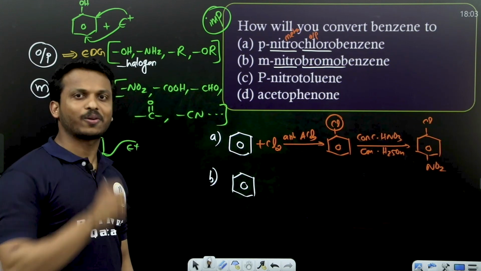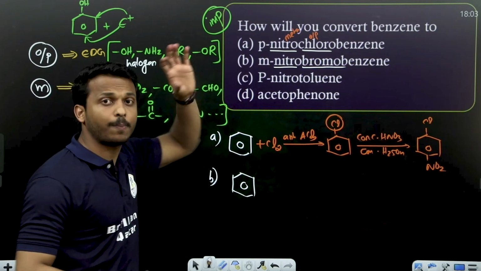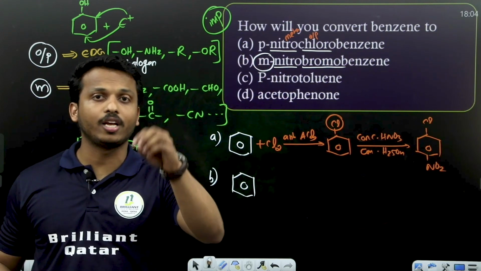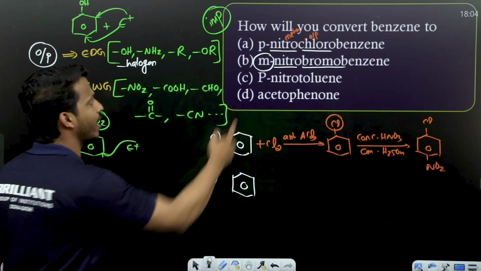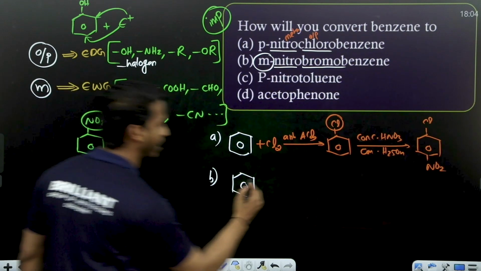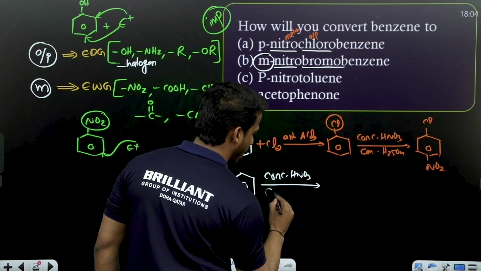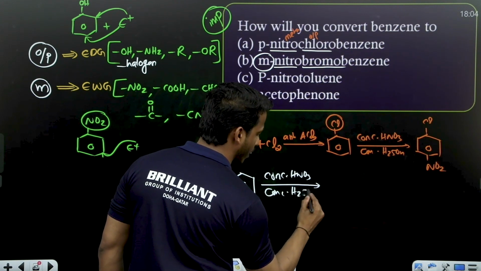Which will you do first? That's the question. See the product, all of you. You want the product in meta, right? So the meta-directing group, add first. Which is the meta-directing group? Nitro. So do nitration first. Add concentrated HNO3 and concentrated H2SO4.